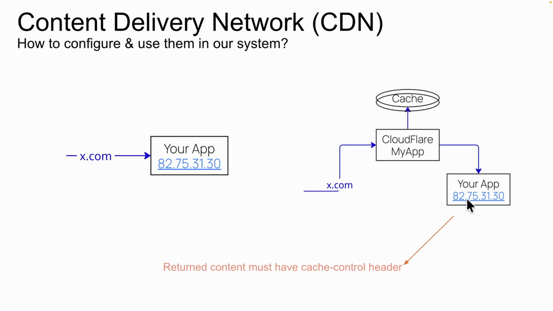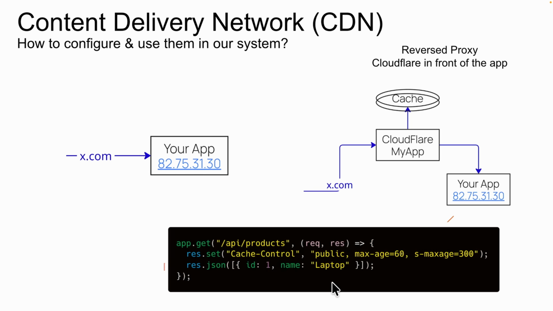And now, from now on, every request that will be forwarded to the origin server, they should have some sort of caching headers. And then based on that, Cloudflare decides whether to cache the content or not. And here is a snippet of code showing how you can set a cache header in your response. For example, here I'm setting this cache control for this API products for 60 seconds, and this way, if someone requests API products, Cloudflare will forward and get the data from the server, and it will cache it. In the next 60 seconds, if someone else requests the same resource, it will be served from the CDN cache.